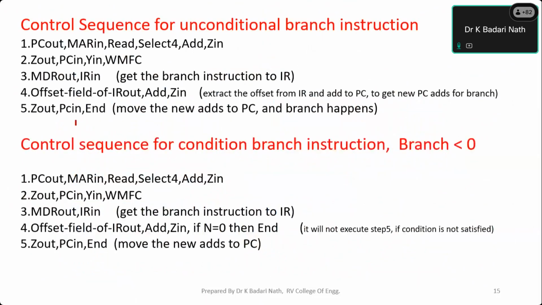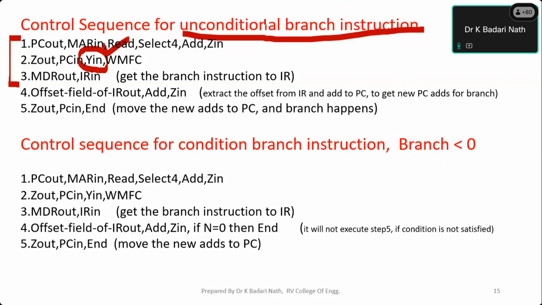Now, let's write the control sequence for the unconditional branch instruction first. So what is the first thing we have to do? First I have to get the branch instruction into the processor. The first 3 steps are the same, no change. So as usual, use the program counter, generate an address, and get the instruction into the processor. The only thing we have not explained is this step. In all the instruction fetches we were writing this. Why is this required? Why in the program counter?